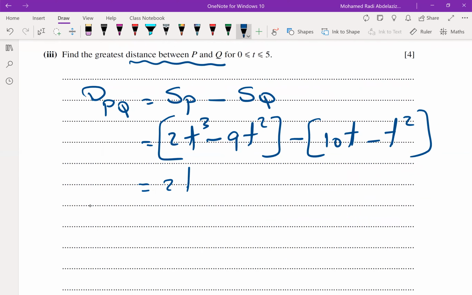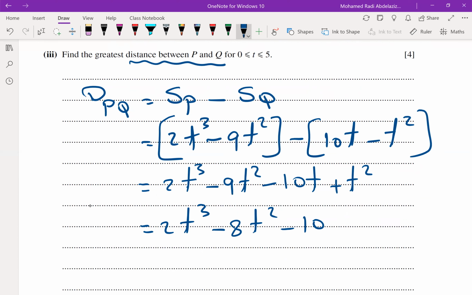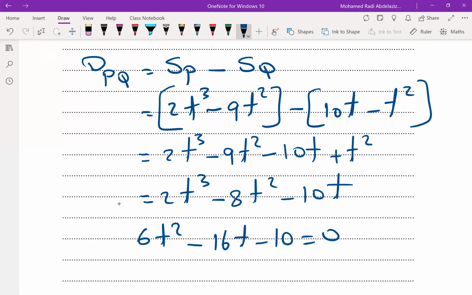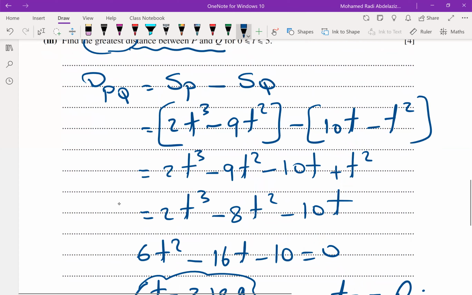You can simplify it: 2t to the power of 3 minus 9t squared minus 10t plus t squared. Simplify: 2t to the power of 3 minus 8t squared minus 10t. This is the expression for the displacement. To get the greatest value means the stationary point for this expression, so use differentiation: 6t squared minus 16t minus 10 equals 0, and solve your equation to get the values of t. You can use your calculator directly to solve this equation. The first time is 3.189, the second time is negative, so it is rejected. So this time has the maximum. He asked for the greatest value.